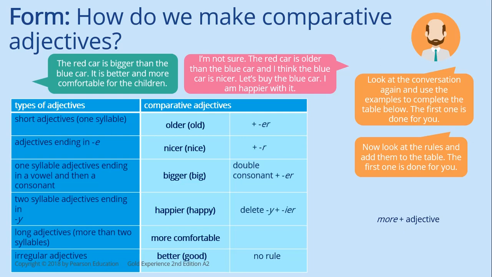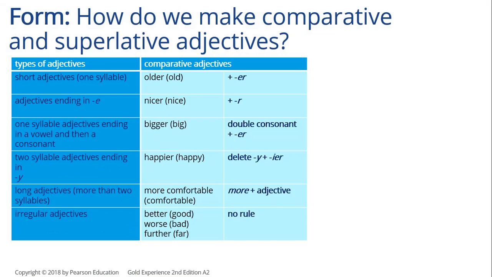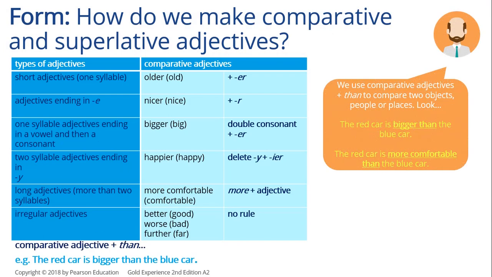Long adjectives, we use more because it would be not comfortable to say comfortabler, right? That's why we say more comfortable. It's easier to say. And unfortunately, there is no rule for irregular adjectives. I'm afraid you need to learn them by heart. We use comparative adjectives plus than to compare two objects, people, or places. Look, the red car is bigger than the blue car. The red car is more comfortable than the blue car.